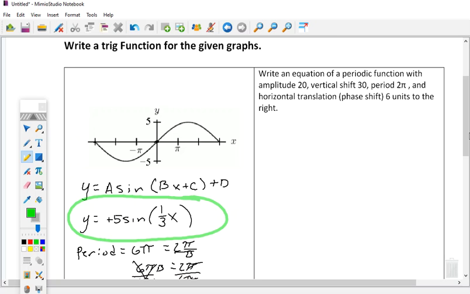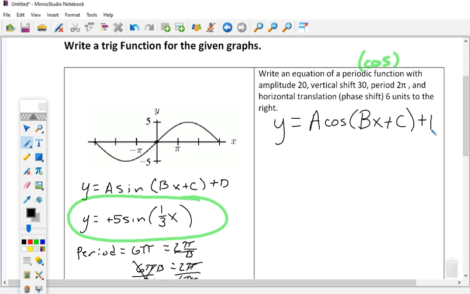We have done cosine. Let's say a periodic function. Let's say we were going to use cosine with this one. I didn't write that in there. I should have. Okay, so we're going to use cosine for this one. So we're going to write something of the form y equals a cosine of bx plus c plus d.